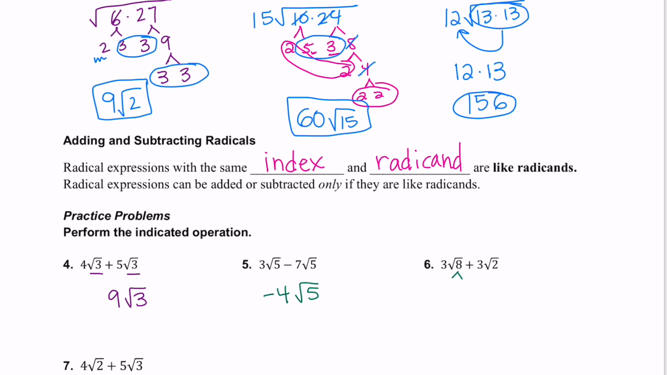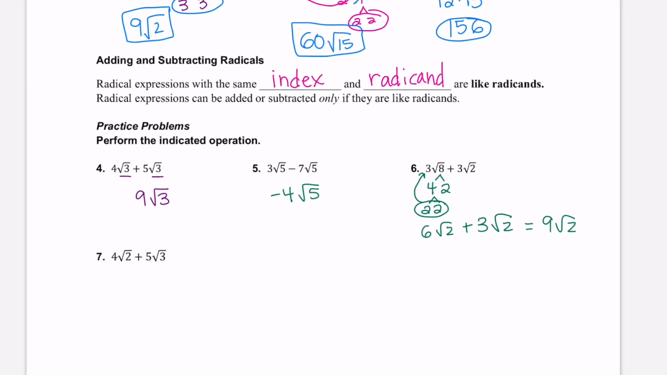So 8 is not a prime number. It breaks down to 4 times 2, and 4 breaks down to 2 times 2. The 2's can come out with a 3. 2 times 3 is 6 square root of 2 plus 3 square root of 2. And now they are like radicands, so if I have 6 square roots of 2 plus 3 more square roots of 2, I have 9 square roots of 2.